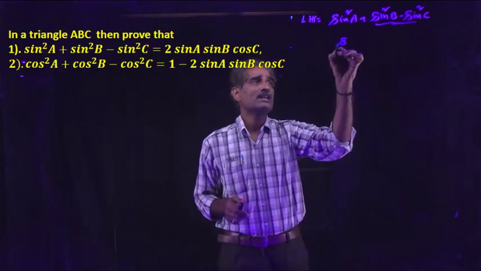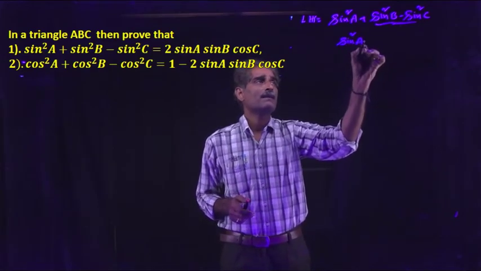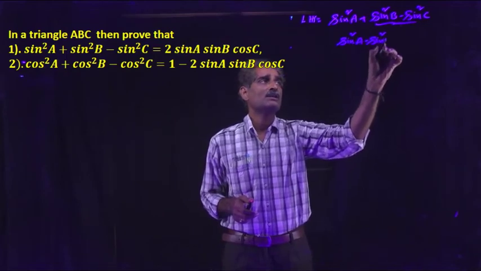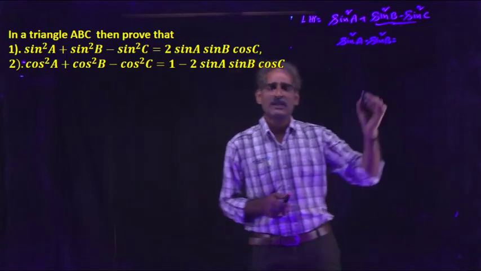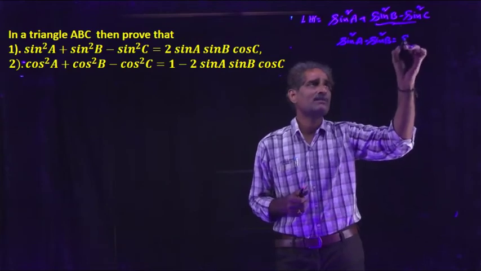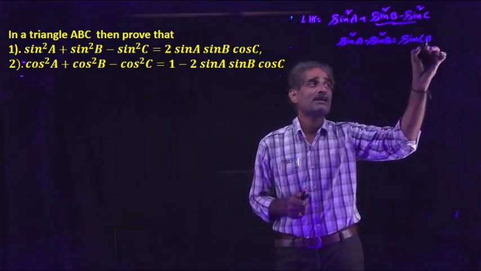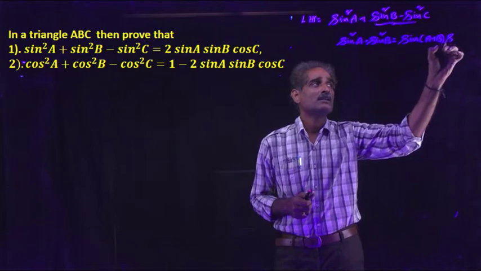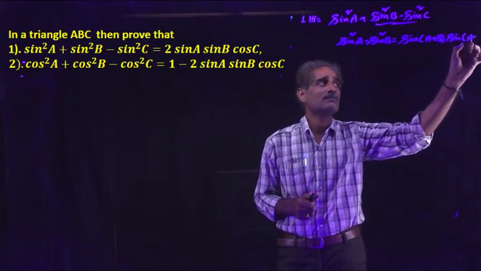Sin²A minus sin²B is equal to sin(A+B) into sin(A−B).